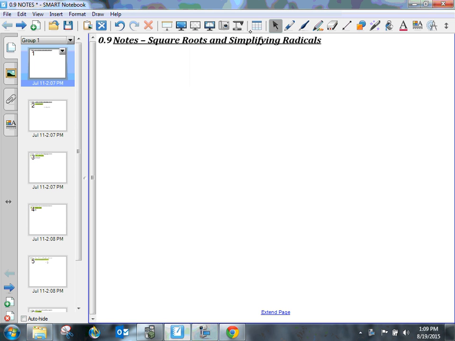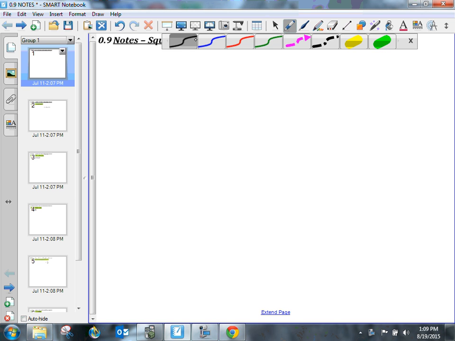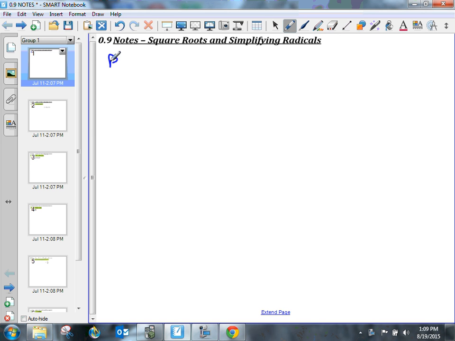Okay, the following is a video over 0.9 notes, and this is square roots and simplifying radicals. I'm going to be pretty basic on this because for our necessity for simplifying radicals we don't need to go into that much algebra, but I do want to talk about something that we call perfect squares. Okay, perfect squares. These are important numbers that we need to know.